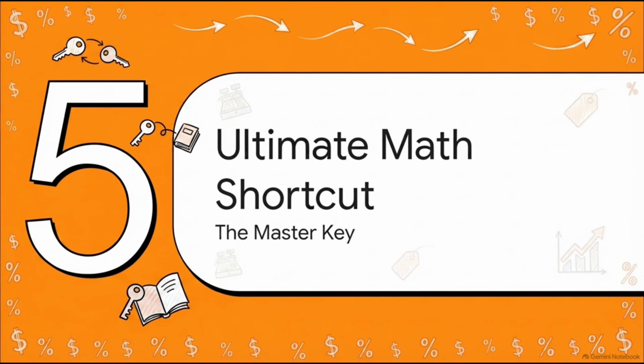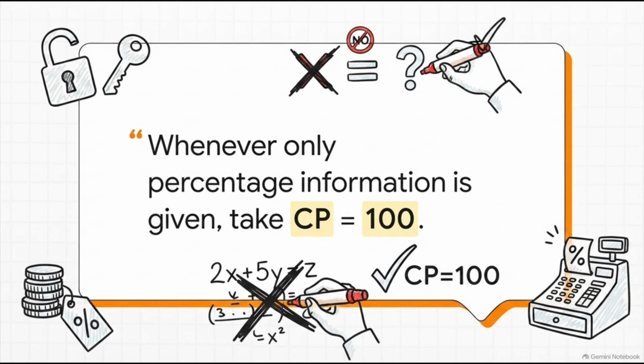And finally, Part 5, the ultimate math shortcut, the playbook's master key. Listen, if you take away just one single thing from this entire explainer for your next competitive exam, make it this master key. Whenever only percentage information is given, take the cost price as 100. I know, it sounds almost too simple to be profound, but I promise you, this is the ultimate cheat code. When these word problems throw a massive barrage of percentages at you without giving you a single, concrete currency value to work with, do not use X. Do not start building out complex algebraic equations. Just assume the cost price is 100.